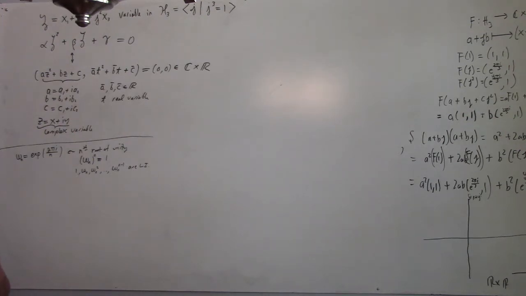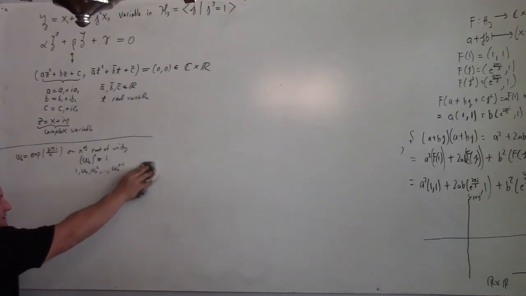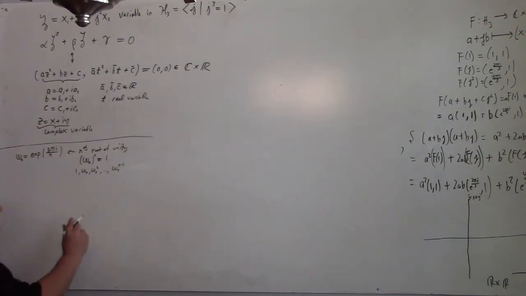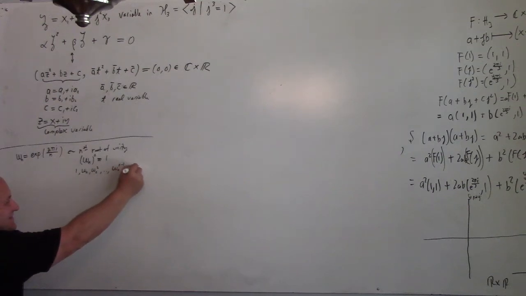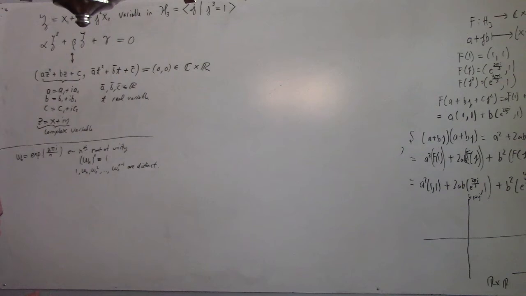Well, I shouldn't say linearly independent. That's the wrong thing to say. They are distinct. They're complex numbers, so you can't take more than two of them that are distinct and have linear independence, because the complex numbers are R2, so you can't have more than two linearly independent vectors in a two-dimensional vector space. Anyway, so there you go.